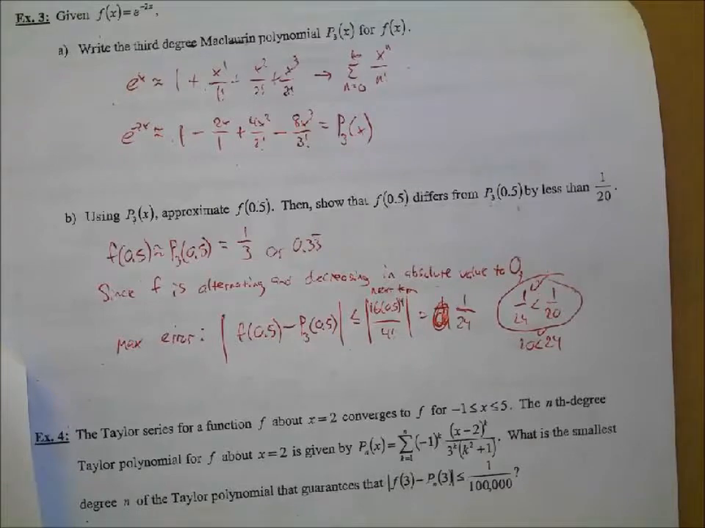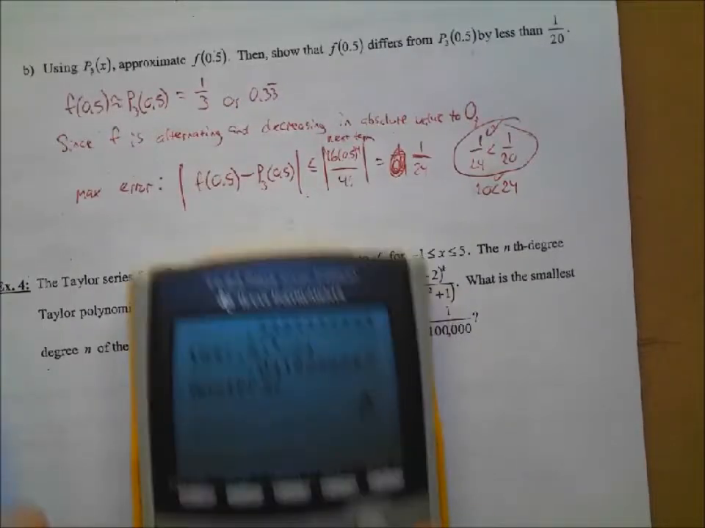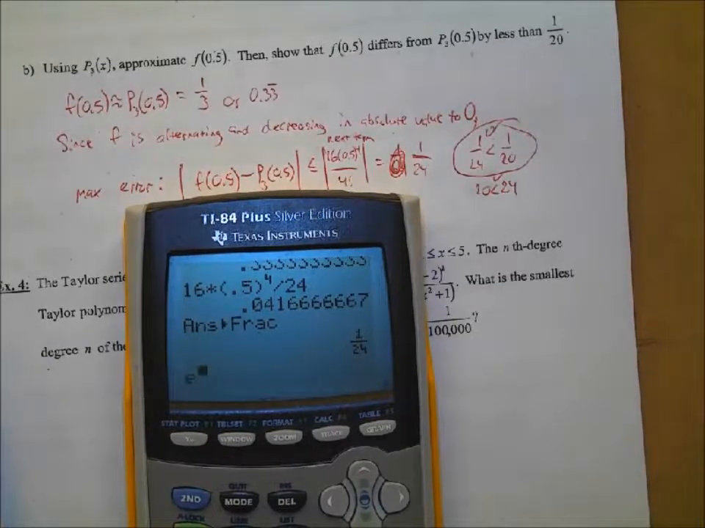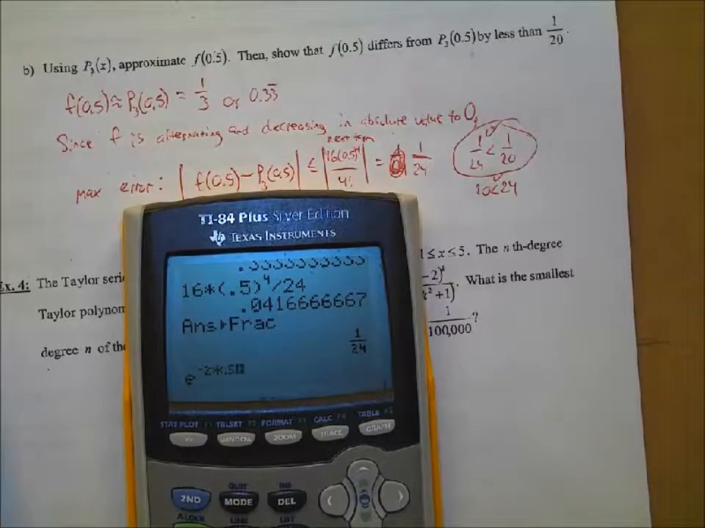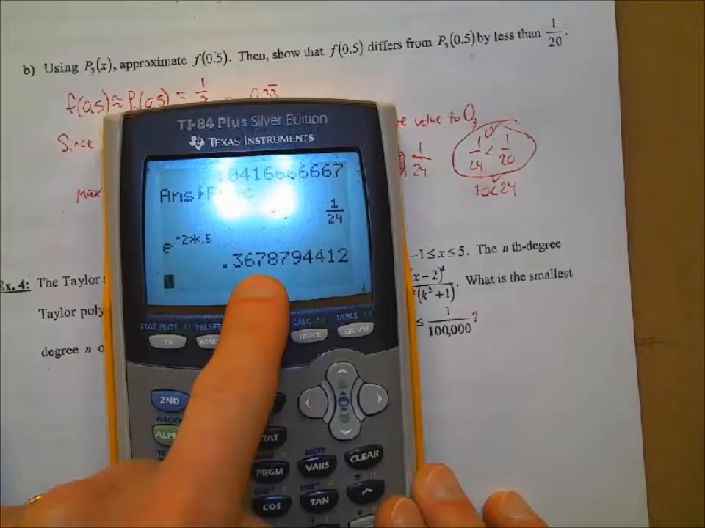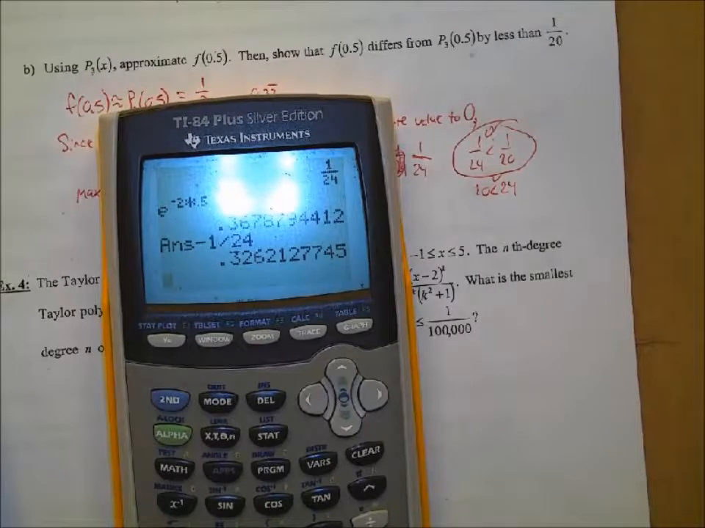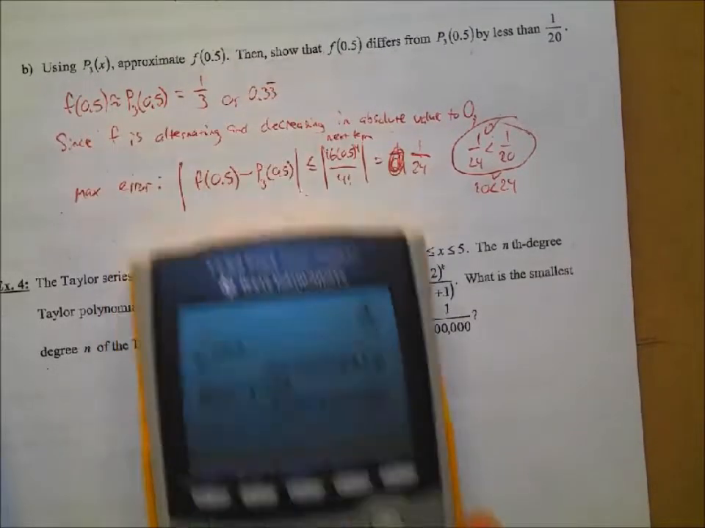Okay, what's the actual difference? Well, if we wanted to, we can actually just check and see here. So I can do e to the negative 2 times 0.5, and we end up with this, and I'll subtract 1/24th from that. I think I messed something up here. Sorry, I want to use the estimate there of 1/3.